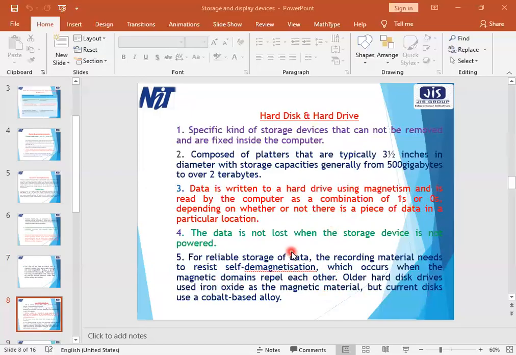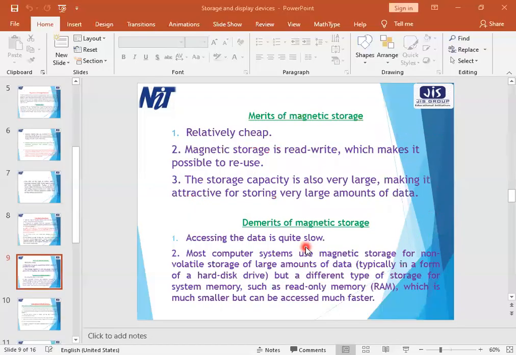So that is why cobalt based alloy is used nowadays. In earlier days, iron was used, but later on it was realized that iron suffered from self demagnetization. That is why cobalt alloys are used to make these storage materials like hard disk or hard drive.